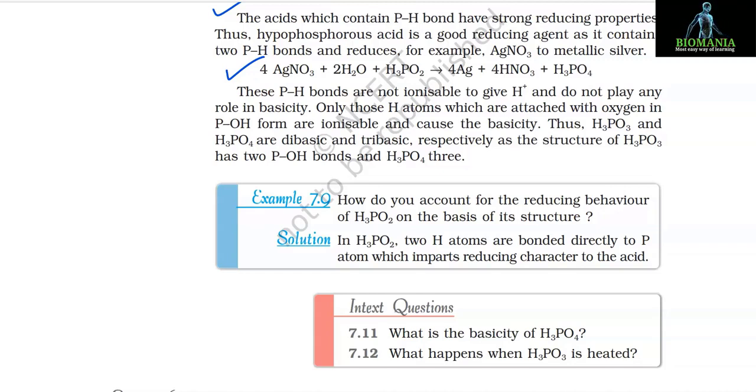These P-H bonds are not ionizable to give hydrogen ion and do not play any role in basicity. Only those hydrogen atoms which are attached with oxygen in P-OH form are ionizable and cause the basicity. Thus, H3PO3 and H3PO4 are dibasic and tribasic, respectively, as the structure of H3PO3 has 2 P-OH bonds and H3PO4 has 3.